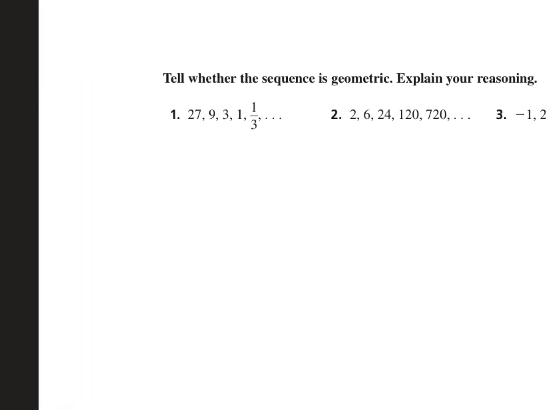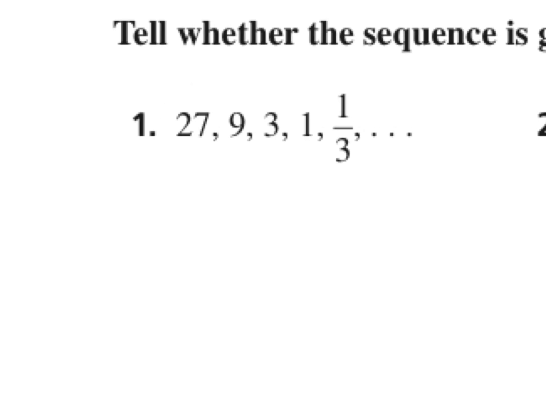All right, let's try again for the next page. What am I multiplying to get from 27 to 9? I'm multiplying by 1/3. If I multiply 1/3 to 9, do I get 3? And if I multiply 1/3 to 3, do I get 1? If I multiply 1 by 1/3, do I get 1/3? So is this geometric? Yes, because we have a common ratio, it is geometric.